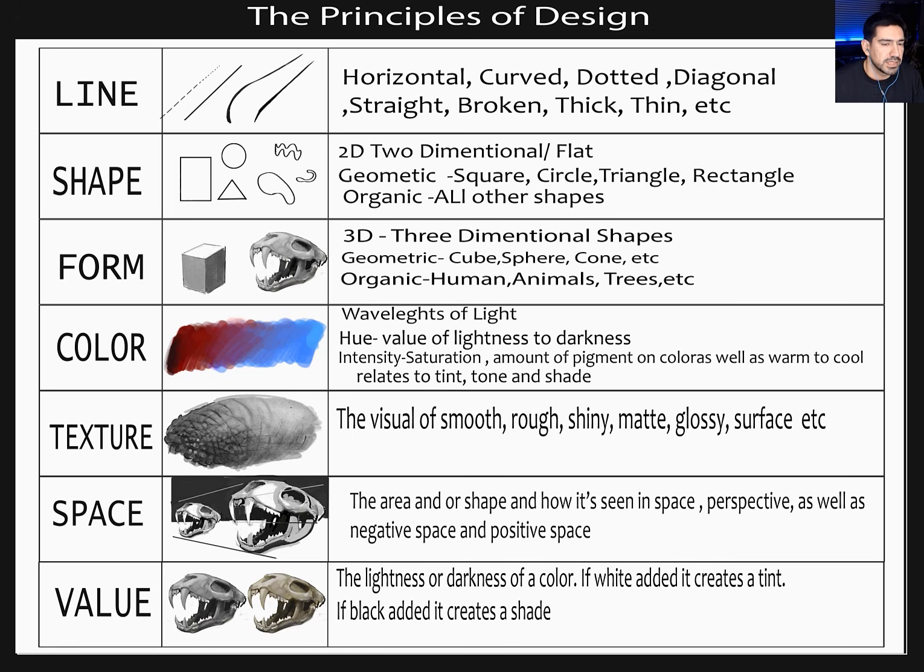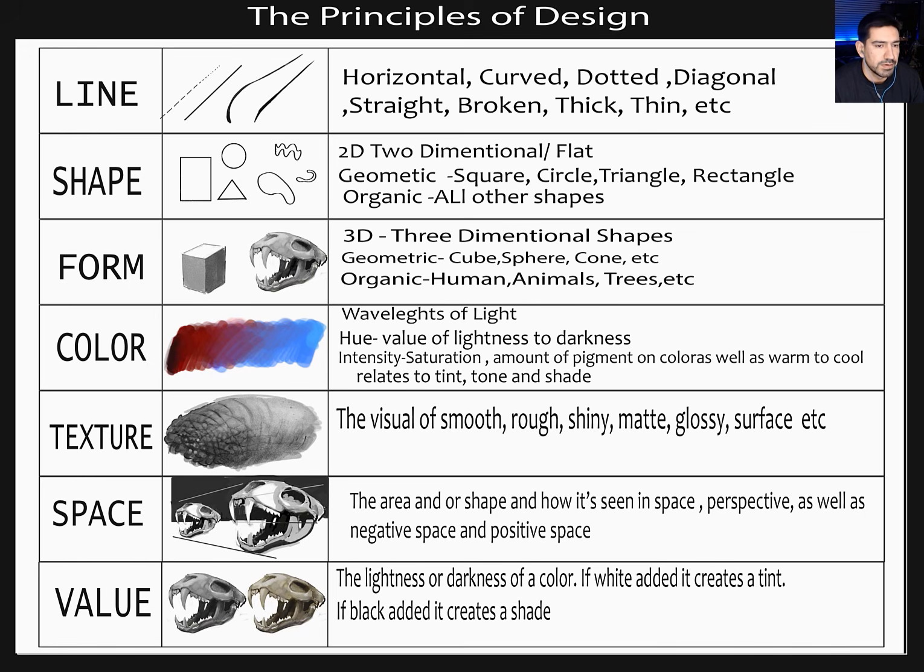Okay, this is the second segment, and these are the principles and elements of design, and we'll start off with the principles. All of this is relevant to what I do, which is concept, but there's no reason why it shouldn't be relevant to other things. I know different fields have different principles, but these are the ones I chose that I felt applied to what I do. So for the principles, we've got line, shape, form, color, texture, space, value.